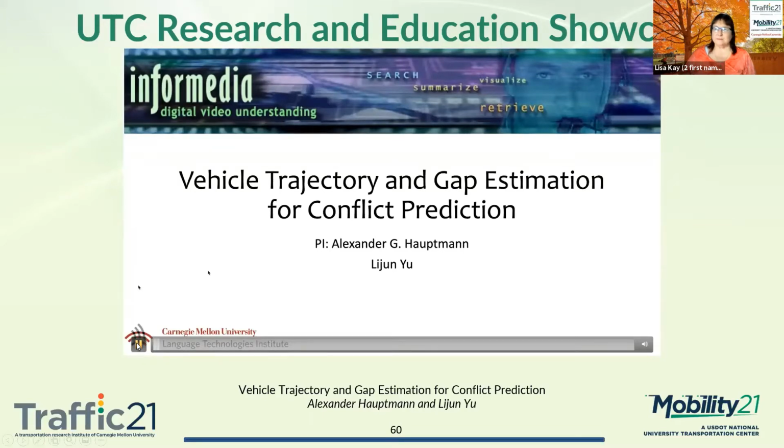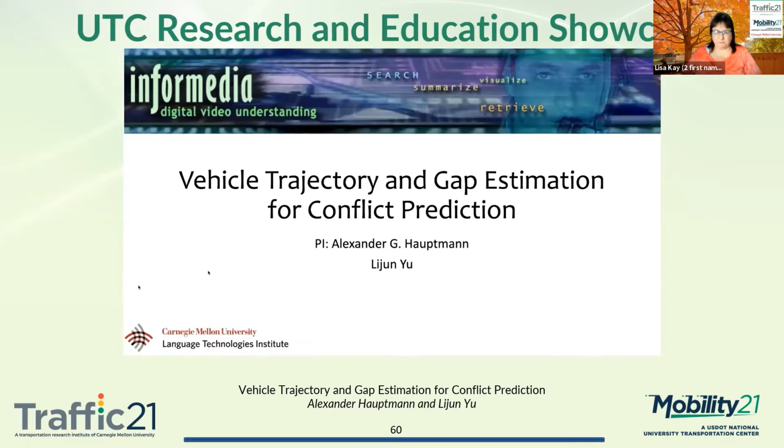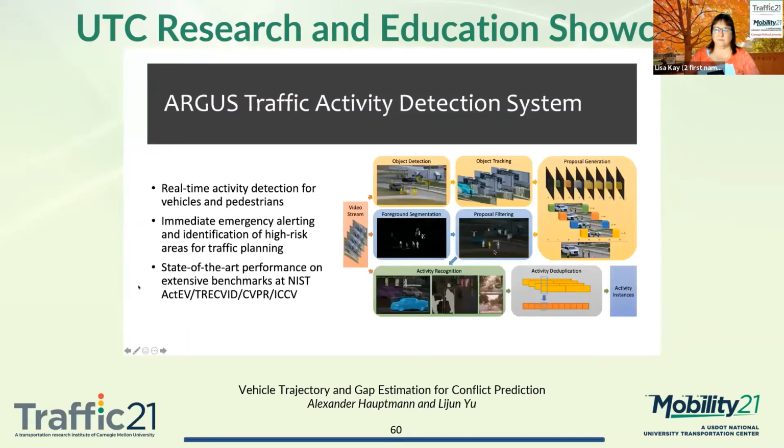Hello, this is the Vehicle Trajectory and Gap Estimation for Conflict Prediction project, led by PI Alexander G. Hauptmann, presented by Lijun from the CMU Language Technologies Institute. In this project, we propose the Argus traffic activity detection system. It supports real-time activity detection for vehicles and pedestrians, which enables immediate emergency alerting and identification of high-risk areas for traffic planning. It has achieved state-of-the-art performance on extensive benchmarks at NIST ActEV, TrackWeight, CVPR, and ECCV.